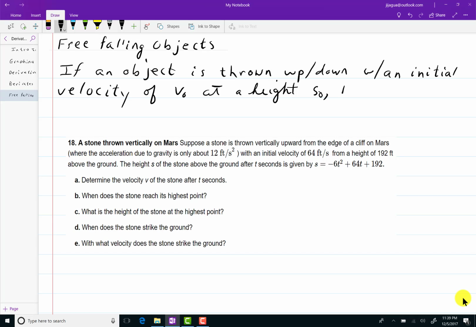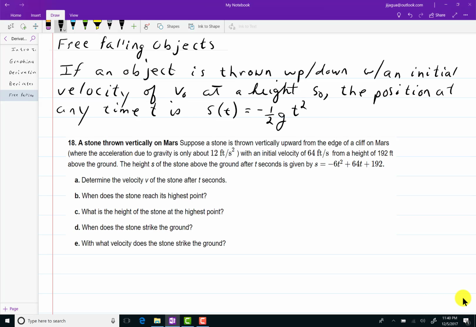s0, the height, let's call it position, the position at any time t is s of t equals -1/2 g t squared plus v0 t plus s sub 0. G is the gravitational constant of where we were at.